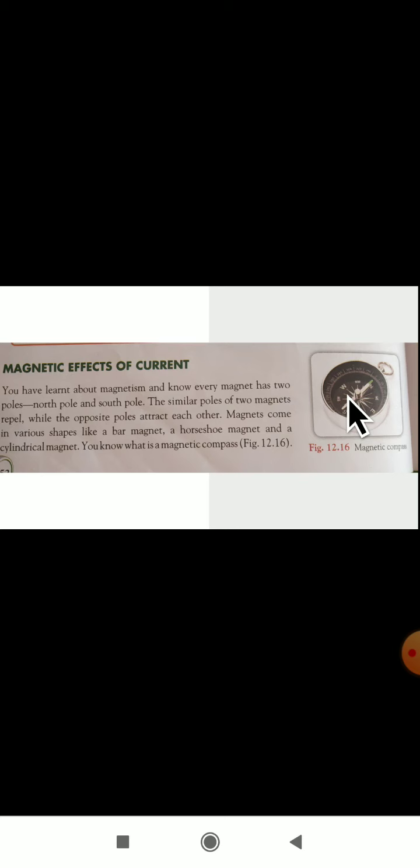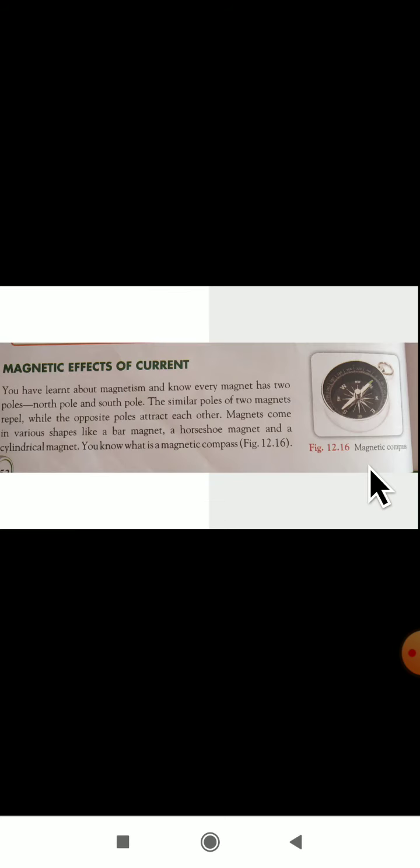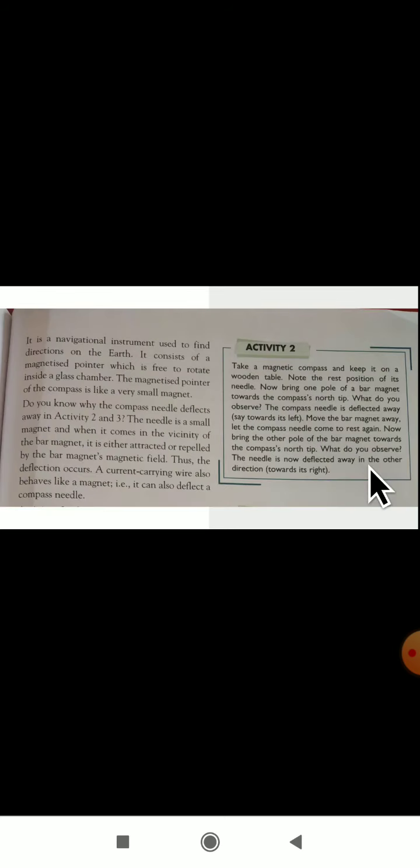Do you know what is a magnetic compass? Yes, you can observe the picture here. It has north pole, south pole, west, east, everything here. This is what we call a magnetic compass. It is a navigational instrument, and it is used to find the direction on the earth.